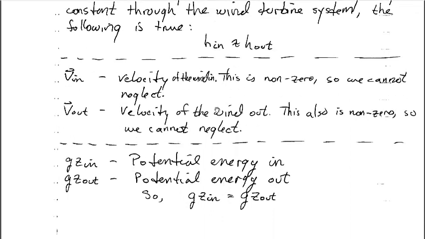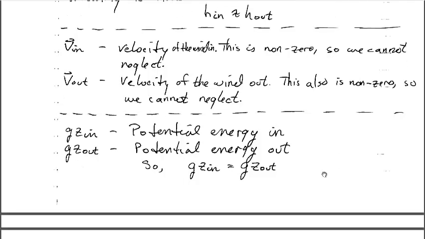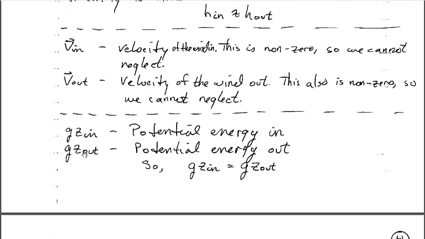Okay, what about the velocity terms, the kinetic energy terms? Well, we have velocity in and we have velocity out. The velocity of the wind in is of course non-zero, so we can't neglect that. And likewise, the velocity of the wind out of the control system is also non-zero, so we cannot neglect that either. So these two terms have to stay in our equation. What about potential energy though? Well, this gz in and gz out represent potential energy in and potential energy out terms. And again, think about what's going on here.